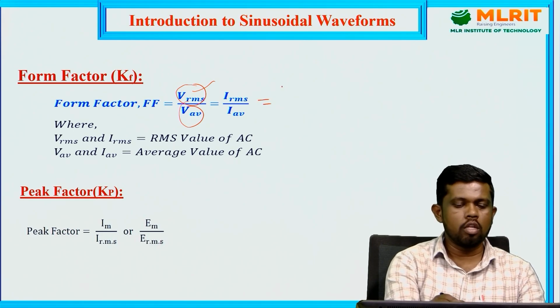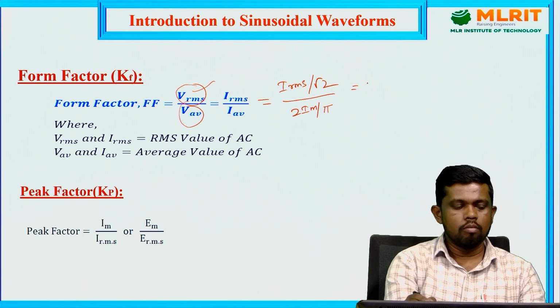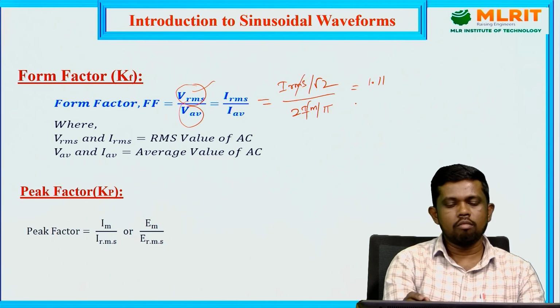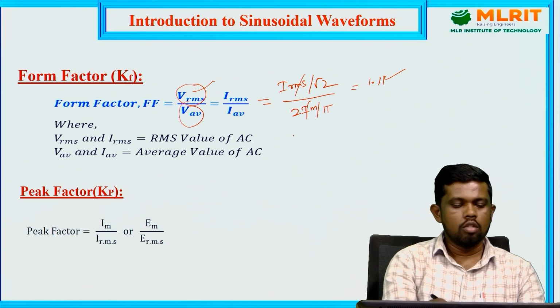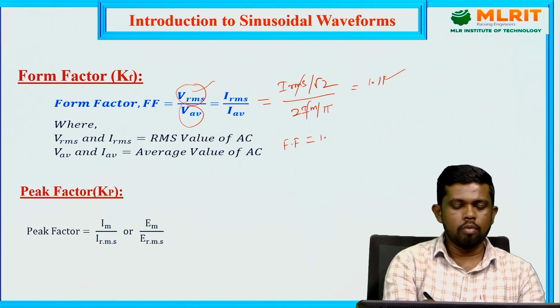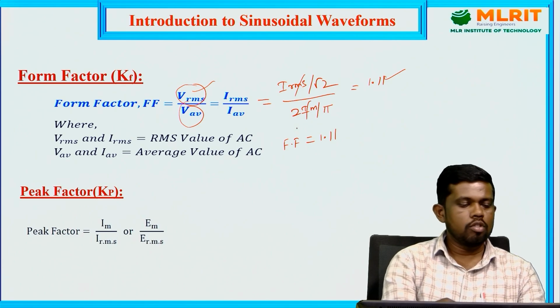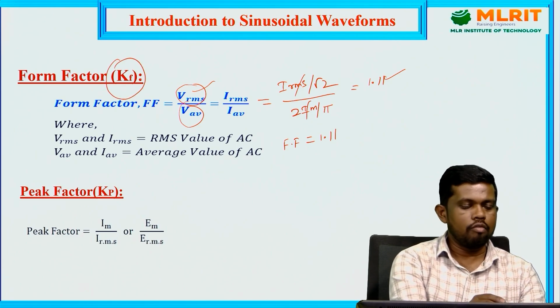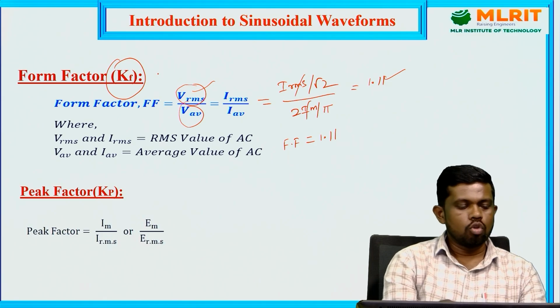The RMS value we just derived is Im by root 2, and the average value is 2 times Im by pi if it is a current. Im gets cancelled in the simplification, and we get 1.11. This is the form factor of the sinusoidal waveform, always denoted by kf. So kf equals 1.11 for the sinusoidal waveform.